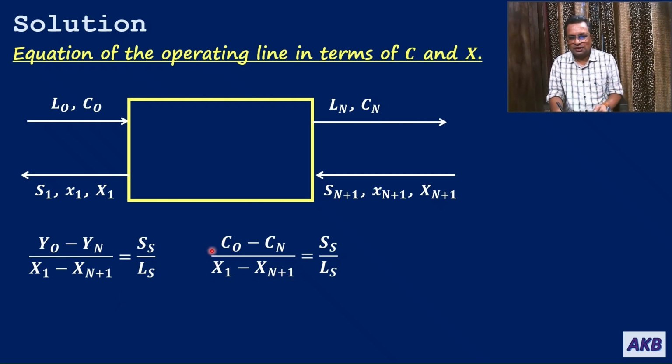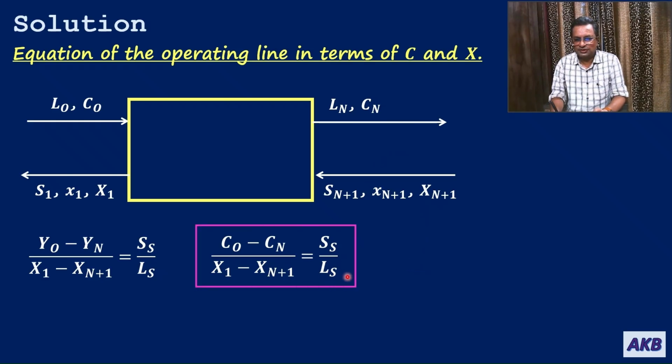Okay, so henceforth we are going to use this equation in our discussions: capital C0 minus capital Cn divided by capital X1 minus Xn plus 1, that is equal to Ss upon Ls. Let us move ahead. So this is the equation. The objective for this step was to get the equation of the operating line in terms of capital C and capital X, and now we have got that equation. So that ends our job for the first step. Now let us move on to the next step.